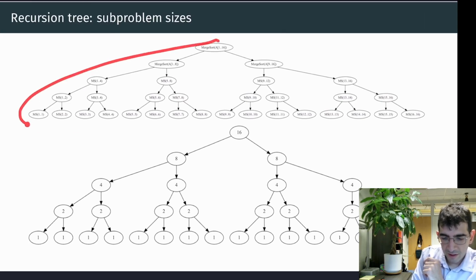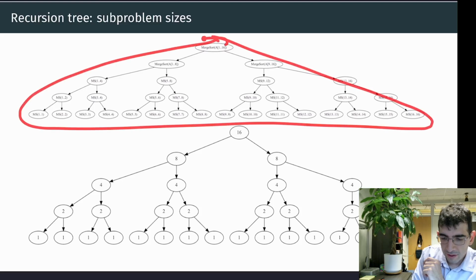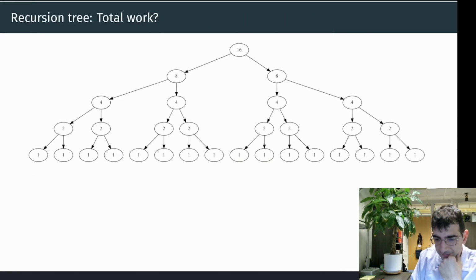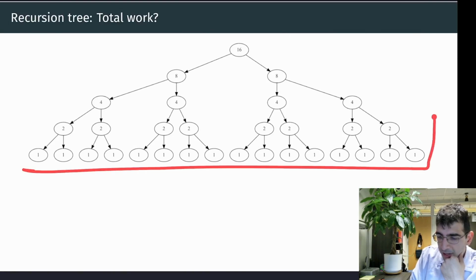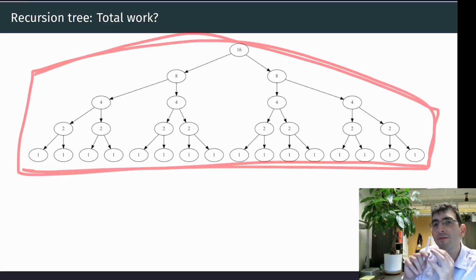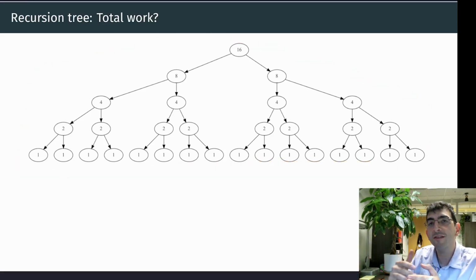We have a bunch of recursive calls, and each of those recursive calls has a merge function in it, which takes n time. Okay, so the question is, how much work is this? And how much work is this not only for 16, but how much work is this for n? That's the most important thing.